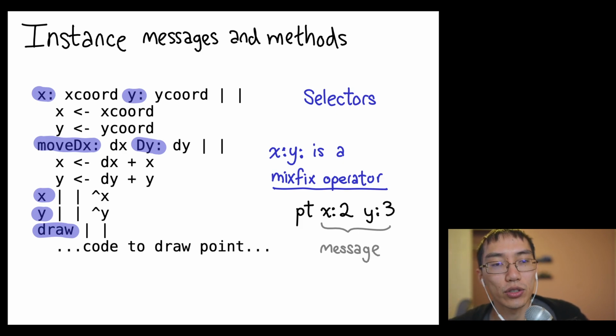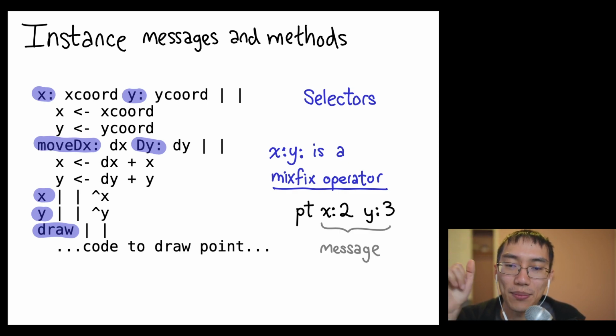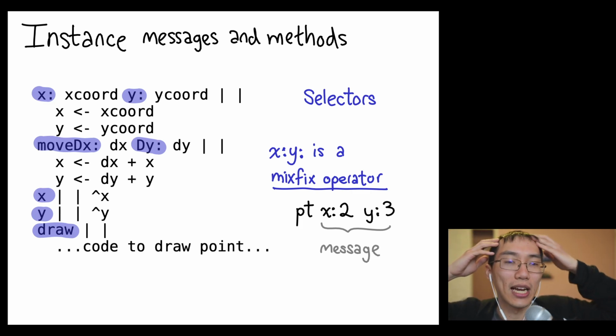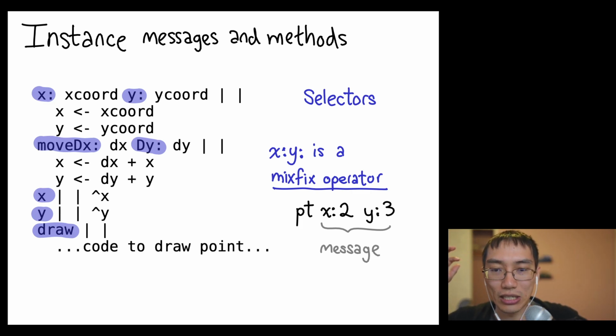And there's something very interesting, which is that Smalltalk supported something called mixfix operators. A mixfix operator is like an infix operator where you put the operator between the arguments. And what makes something mixfix is that you can have a single operator that is split up into many parts. So if I wanted x colon, y colon, z colon, I could do that. And it's logically one operator with 3 arguments to it.